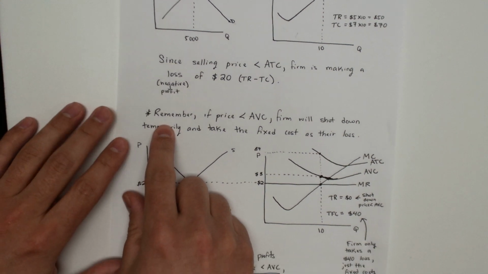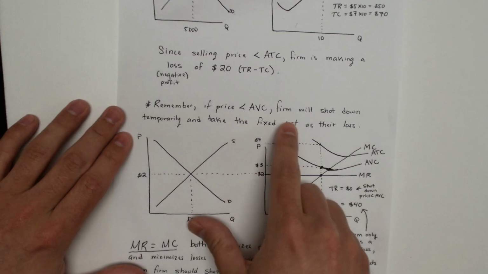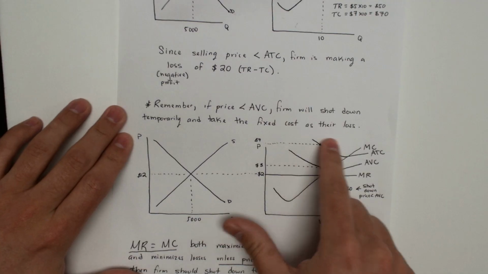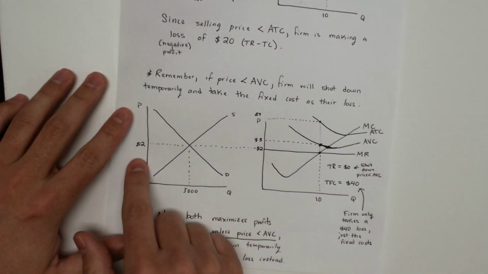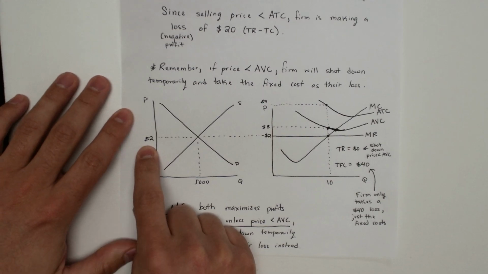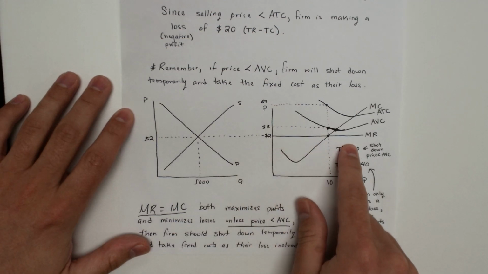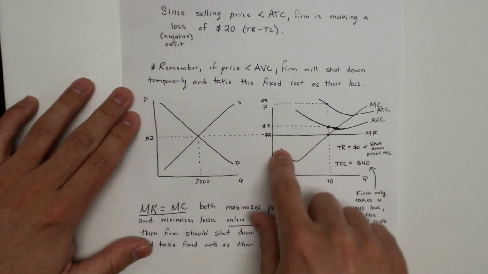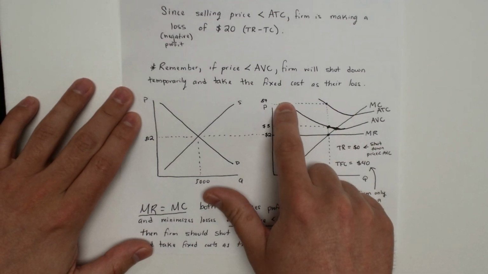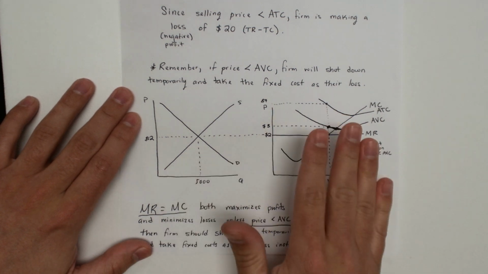Also remember that if the price falls below the AVC, the average variable cost, the firm is going to shut down production temporarily and take their fixed costs as their loss. So here, the free market has determined that the price of the item is $2. So since the firm is a price taker, they're going to take this $2 as their price and they're going to charge $2 each time they sell this product. Now, the $2 is not only below the average total cost, which is 7, but it is also below the average variable cost. So this firm is going to shut down temporarily.